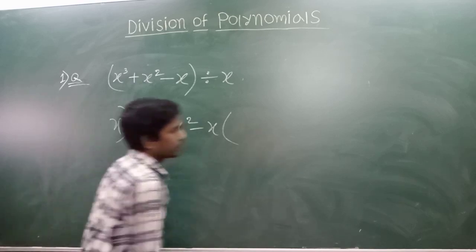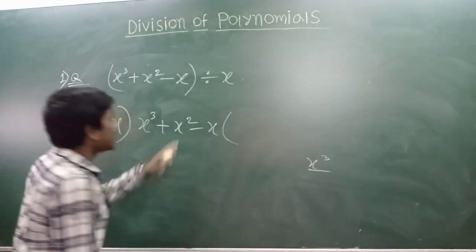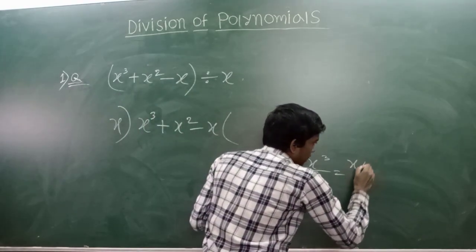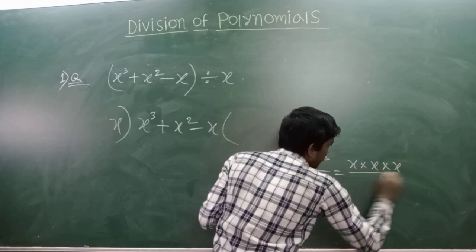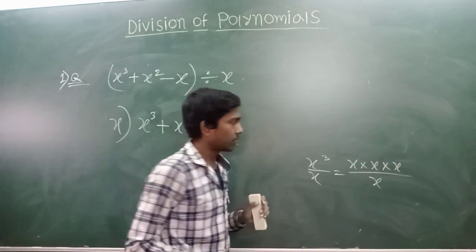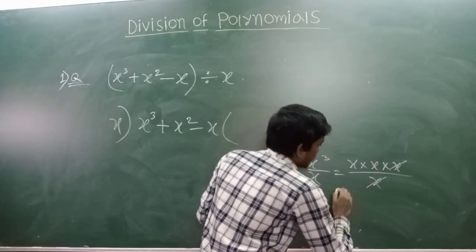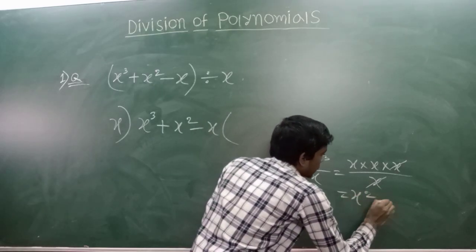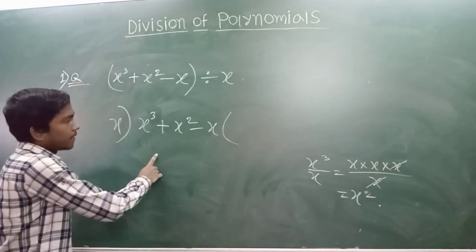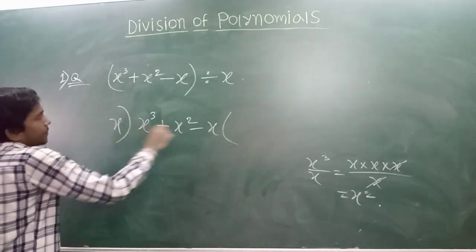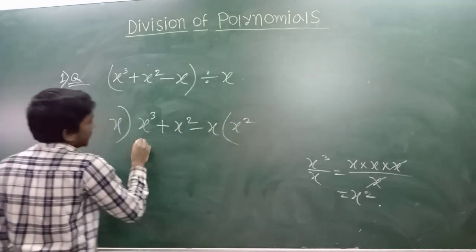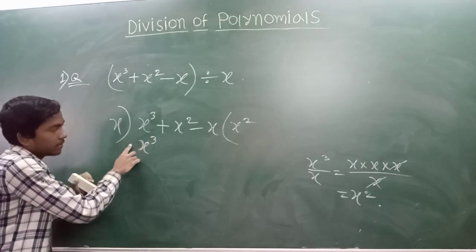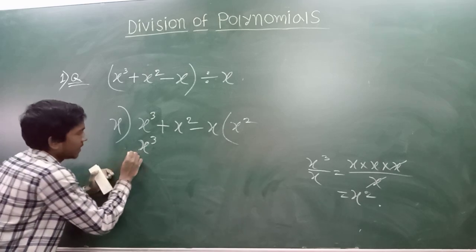So first take x cubed. Now x cubed divided by the divisor x. x cubed by x is equal to x into x into x divided by x. Is it true? Okay. Now we can cancel out x and x. We are left with x into x, that is x squared. So this is equal to x squared. Okay students, so we can divide this. So here we are left with x squared and x. Now change the sign. Here the sign of x cubed is plus, so we will write here minus.